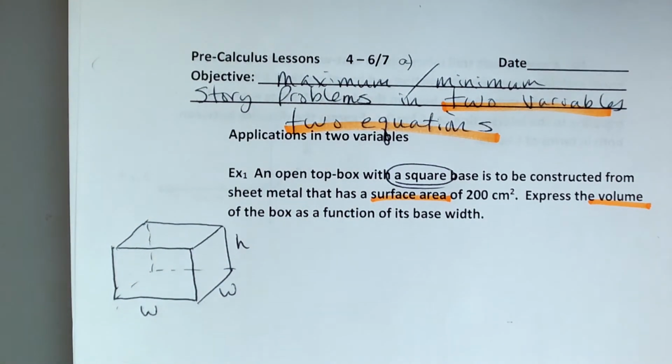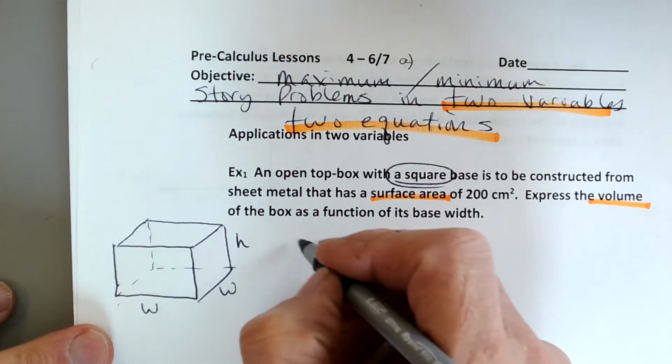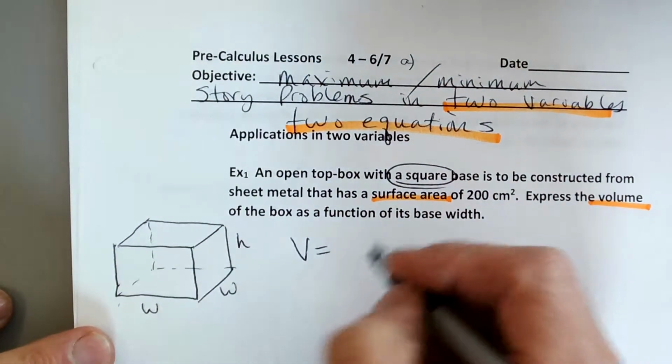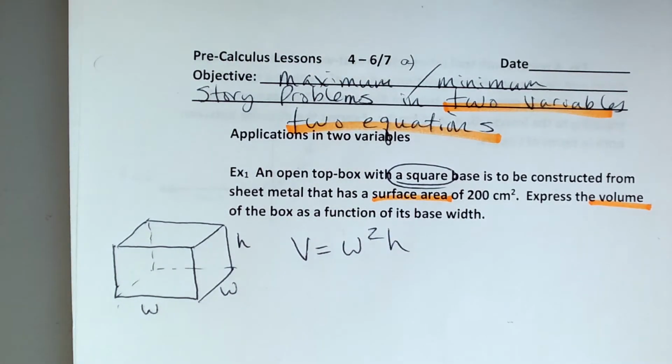Now, what I'm going to need is two different formulas, okay? So I'm going to need a formula for surface area and for volume. Now, the volume is easy, okay? Volume is just length times width times height, right? So it's W squared H, okay? Are we okay with that?